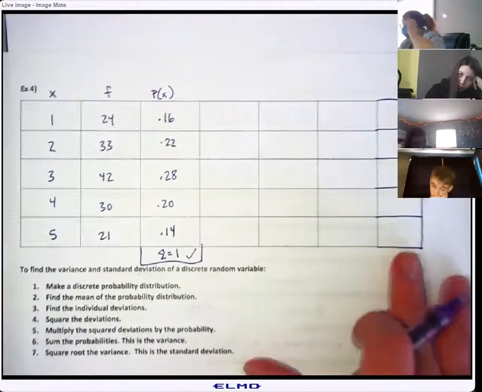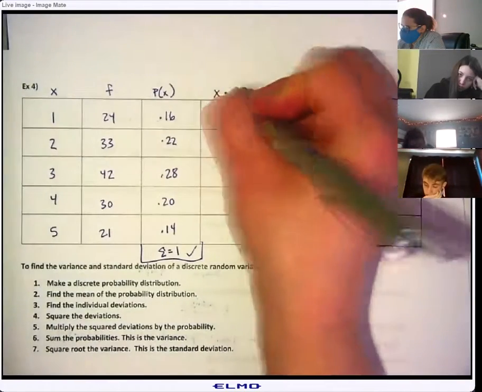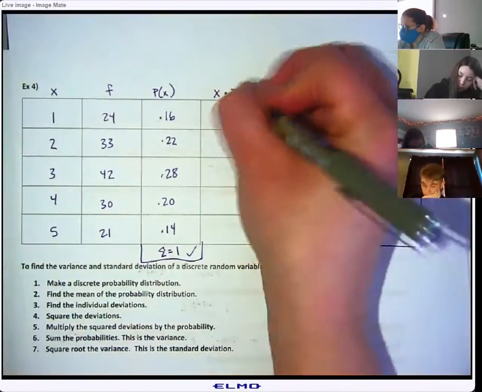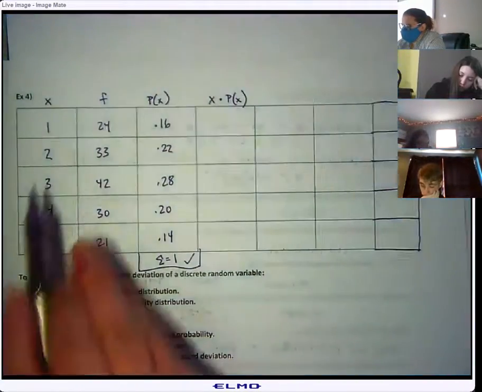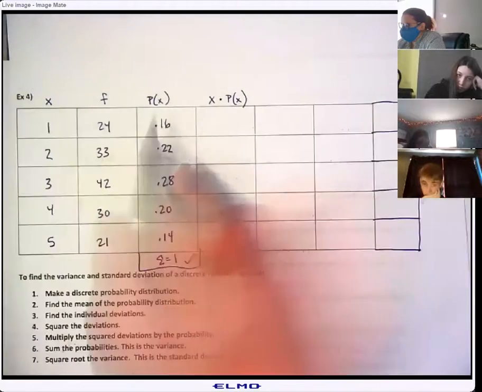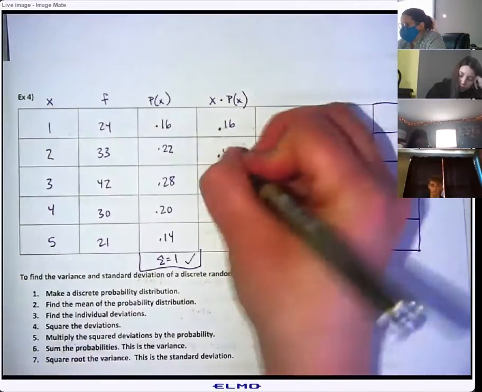Okay, so I said that the mean was if you take the x times the probability and add them all up. So let's do that right now. In your calculator, you're going to do 1 times 0.16 is 0.16, and then 2 times 0.22 is 0.44, et cetera.